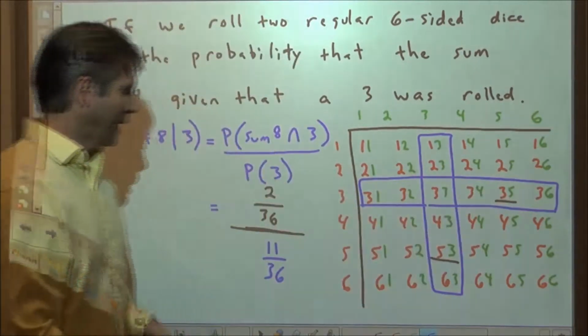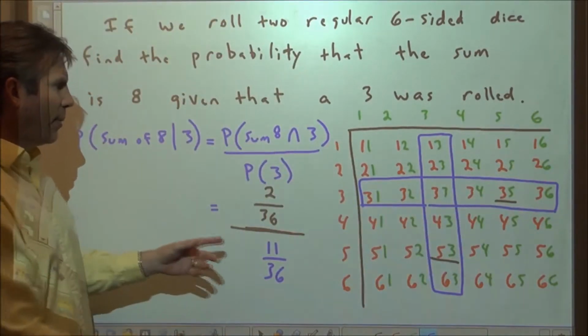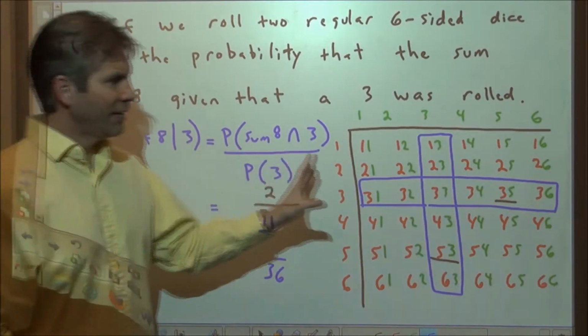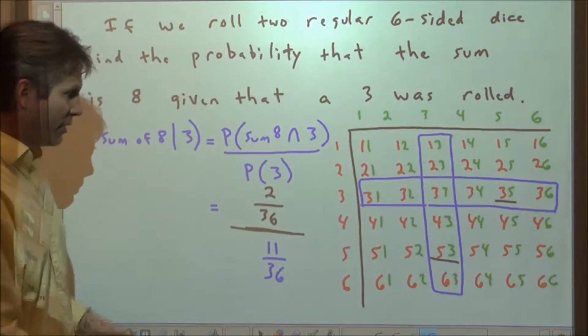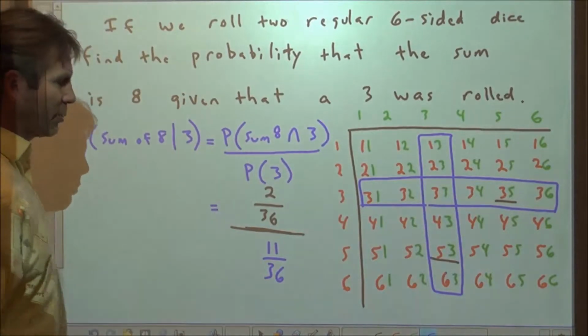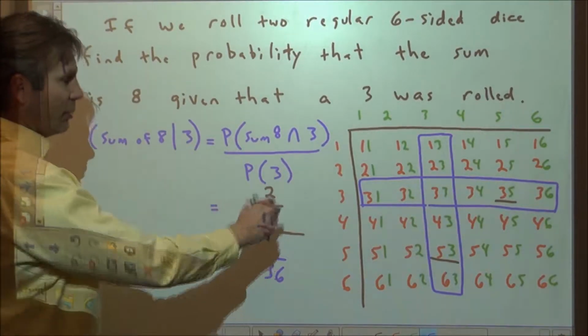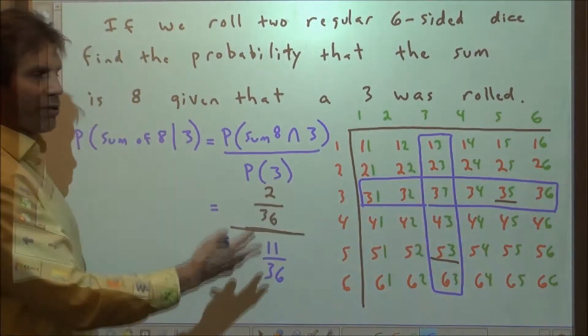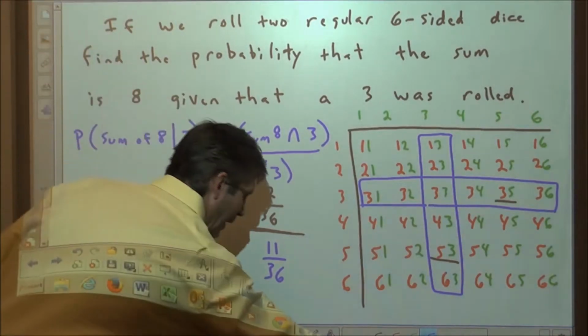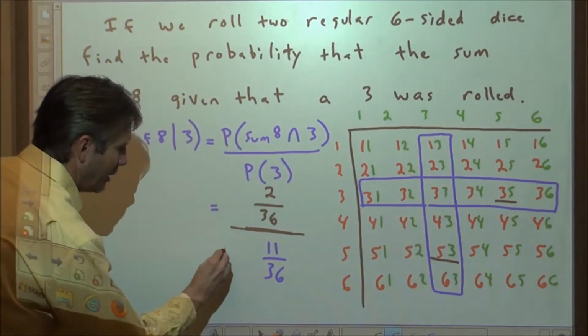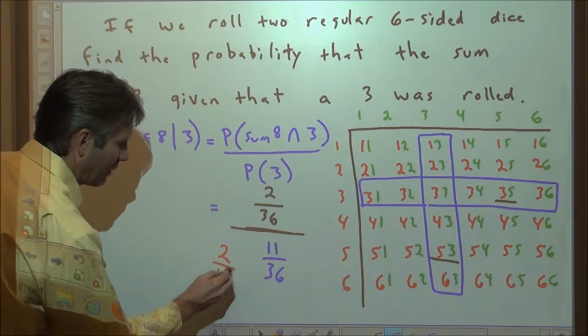Boom, boom. And then you divide that by the total probability that a 3 was rolled. That's 11 of the outcomes out of 36. So that's how you'll get your probability. You could reciprocate and multiply. One way or another, the 36s are going to cancel. And your final probability would be 2 out of 11.